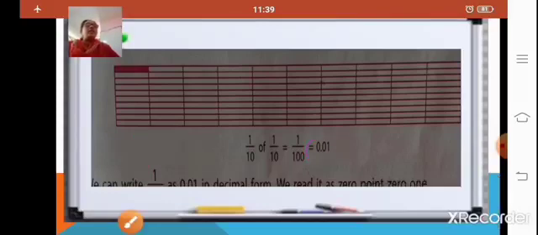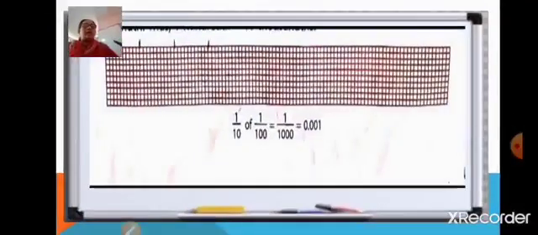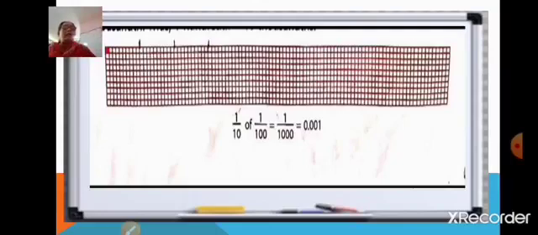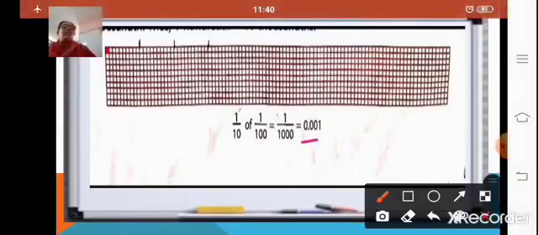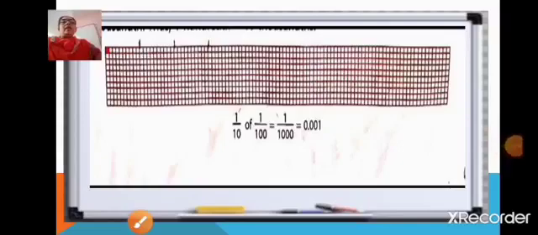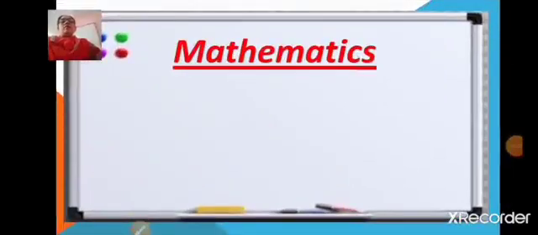Now further, if each 1/100 is divided into 10 more equal parts, that is 1/10 of 1/100, that will be 1/1000. That is one part out of 1000 equal parts. You can see here one small part colored. So that is one part out of 1000 equal parts, which is further written as 0.001.